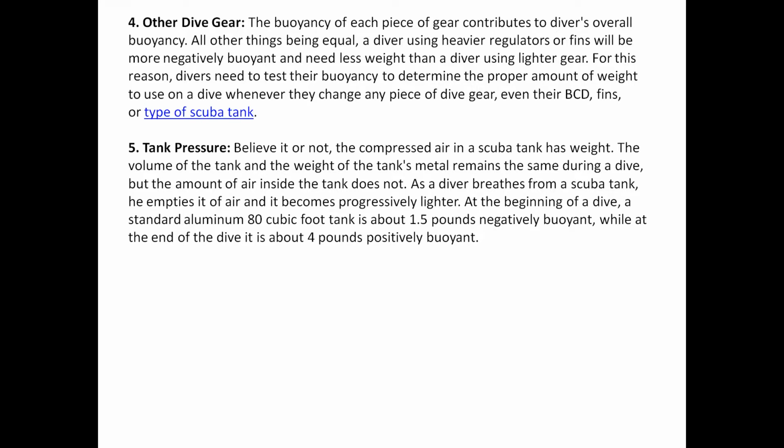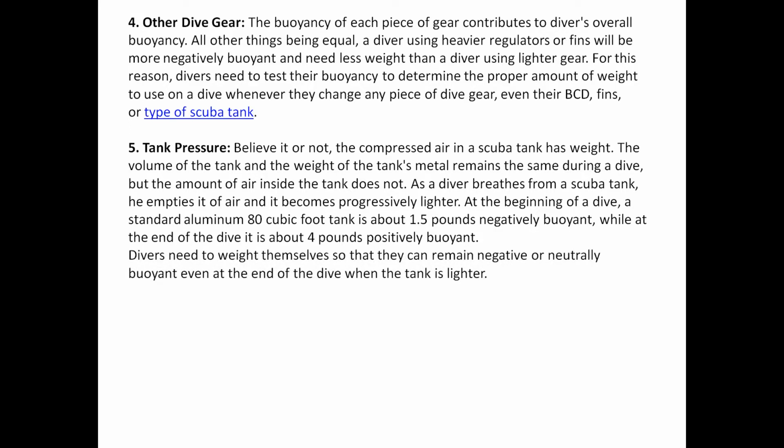Tank pressure. The compressed air in a scuba tank has weight. The volume of the tank and the weight of the tank's metal remain the same during a dive, but the amount of air inside the tank does not. So, as a diver breathes from a scuba tank, he empties it of air and becomes progressively lighter. At the beginning of a dive, a standard aluminum 80 cubic foot tank is about 1.5 pounds negatively buoyant, while at the end of the dive, it is about 4 pounds positively buoyant.